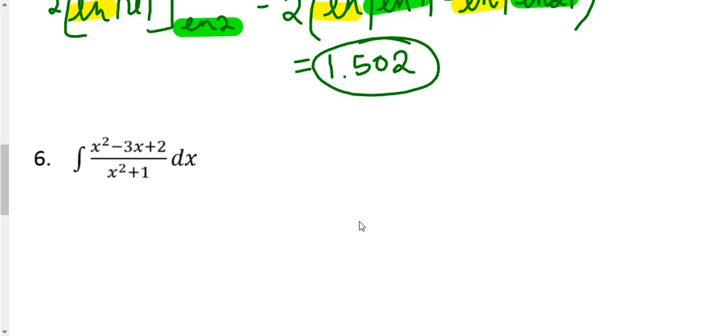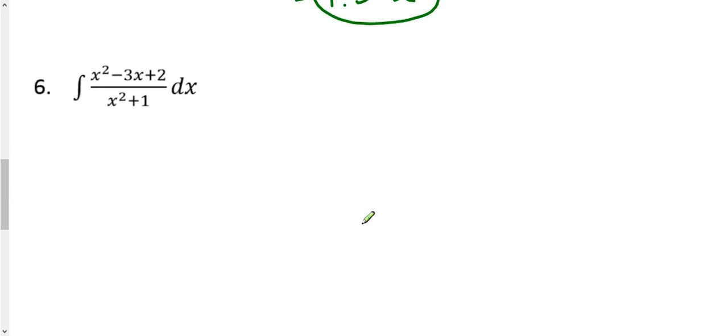Okay, let's look at number 6. Number 6, if you were in class already, I told you to change this problem, but if you haven't seen it, this needs to change. Number 6 should be x squared minus 3x plus 1. That needs to be a 1 there. So if you haven't changed it, go ahead and change it now. The problem won't work out if you don't do that.